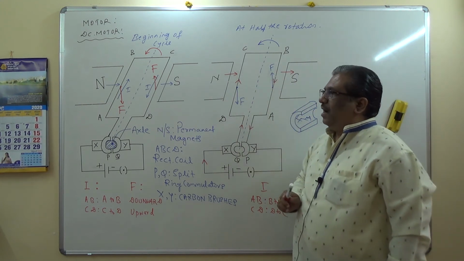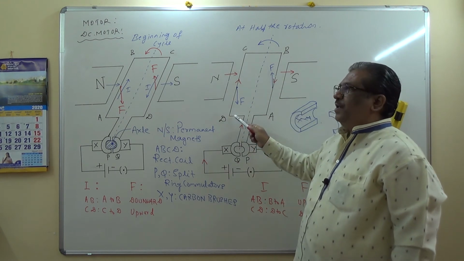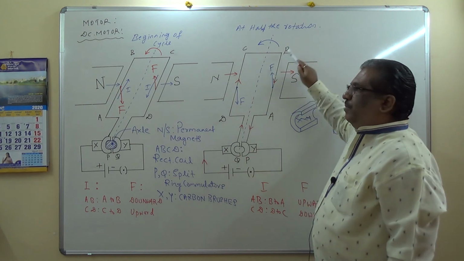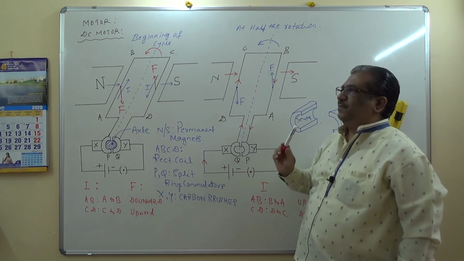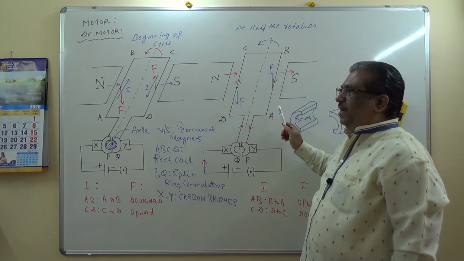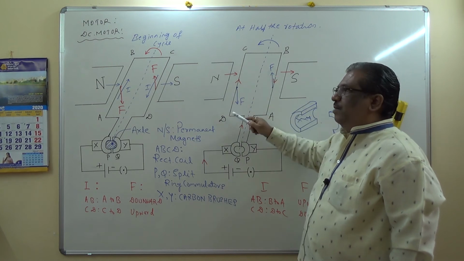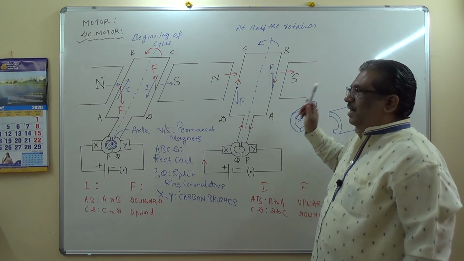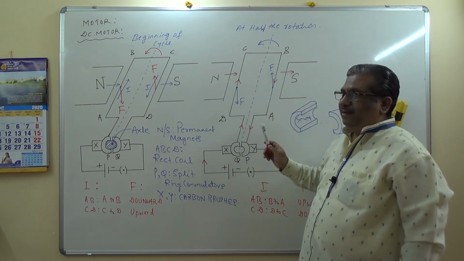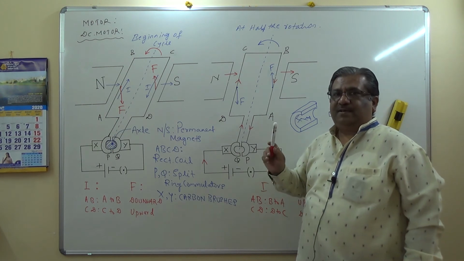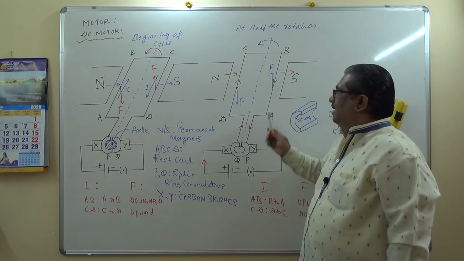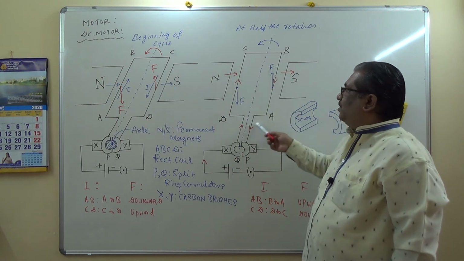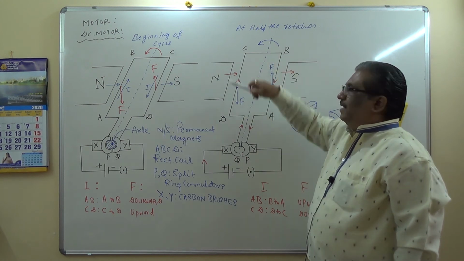In arm CD, current flows from D to C, and in arm AB, current flows from B to A. Applying Fleming's left-hand rule to arms CD and AB, we find that the force on CD pushes it downwards and the force on AB pushes it upwards. Therefore, two mutually parallel, opposite forces with different lines of action set up a couple. That couple rotates the armature coil, the rectangular coil ABCD, in the anti-clockwise direction.